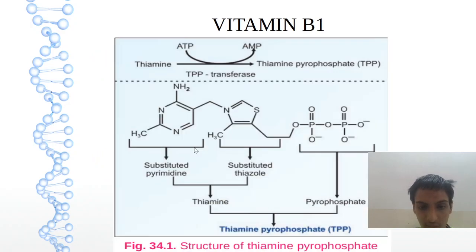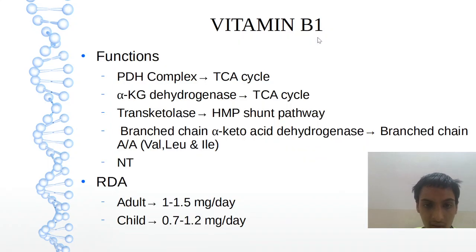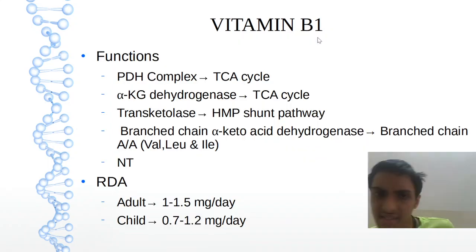Right. So now we go to vitamin B1, that is thiamine pyrophosphate. No need of drawing these structures, but remember what I'm telling. The rings are actually the pyrimidine and the thiazole ring linked by a methylene group, with the pyrophosphate part. This is the structure.